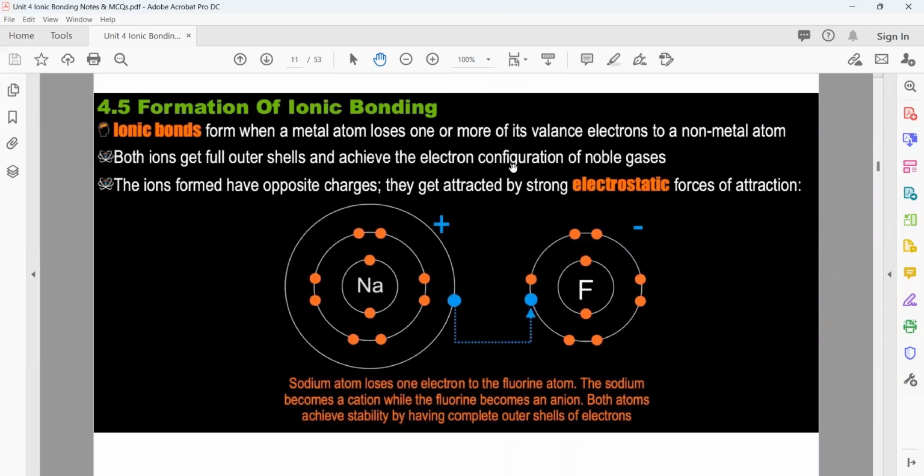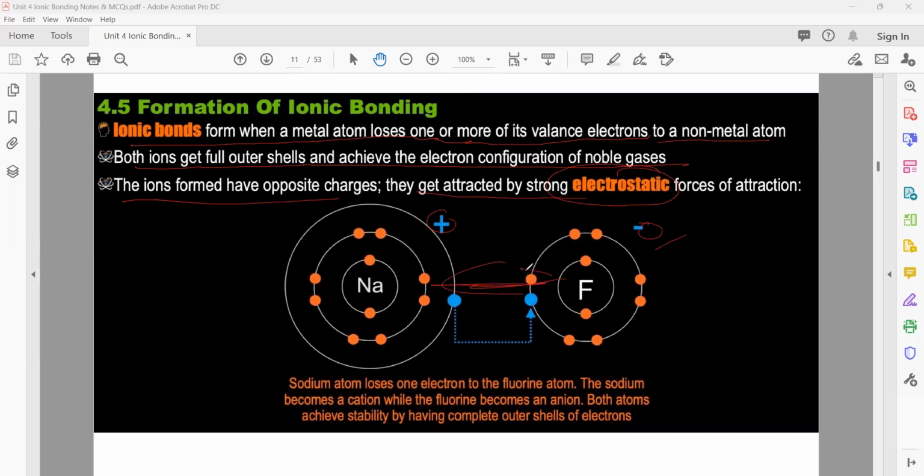So here they're talking about the same thing. The ionic bonds are formed when a metal atom transfers one electron or more from its last shell to a non-metal. Both ions get a full outer shell and achieve the electronic configuration of noble gases. The ions formed have opposite charges, positive and negative. They get attracted by strong forces. And what are the forces? Electrostatic forces. So these forces will hold them together. They don't allow them to go away from each other. So this type of bonding is known as ionic bonding.